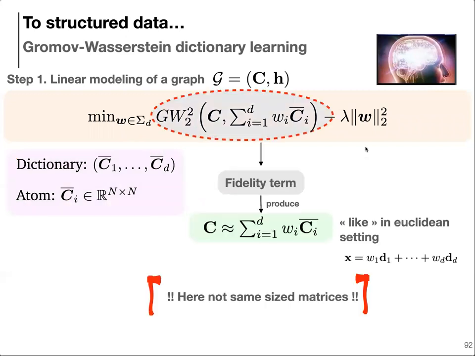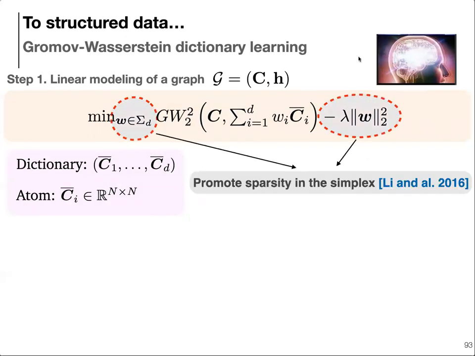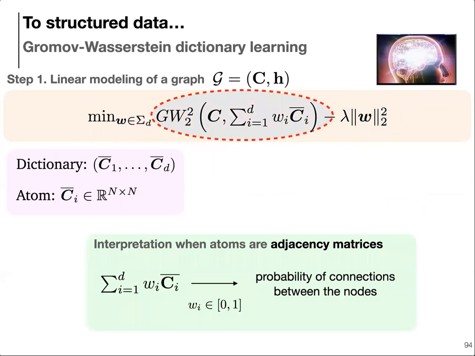And you can see here that we have this term, the minus lambda with a squared L2 norm of W. Once W is on the simplex, this term is actually promoting sparsity inside my W vector. So how can we interpret this? We want my graph to be best expressed, with respect to the GW distance, as a weighted combination of the adjacency matrices of the graphs from the dictionary.